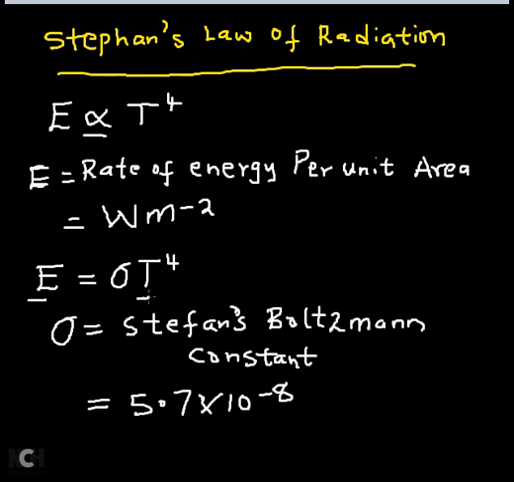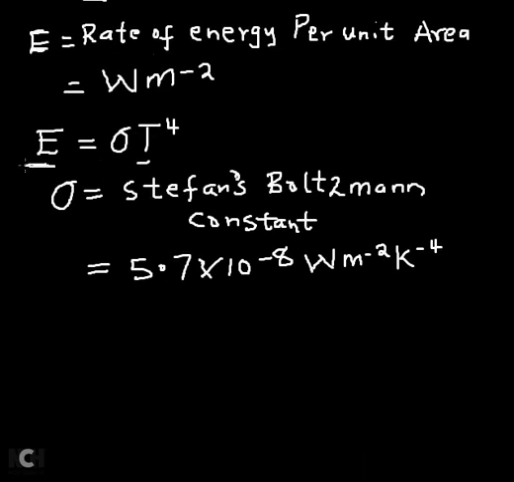So if I divide by the temperature raised to the power of 4, the SI unit of the constant is watts per meter square per Kelvin raised to the power of 4. So please take note of that. Anytime you are asked to calculate the rate of energy emitted by a black body per unit area, you multiply Stephan's constant by the absolute temperature raised to the power of 4.